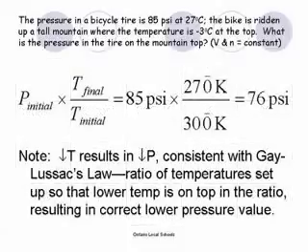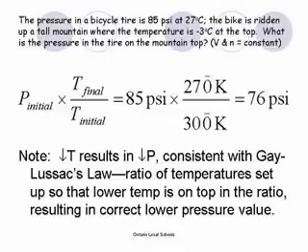So here's our mathematical setup. We take our pressure and multiply it by the ratio of the temperatures set up so that we show the effect of a decreasing pressure because temperature is decreasing. The lower temperature of 270 Kelvin is on top in the ratio. The higher temperature of 300 Kelvin is on the bottom. We multiply that ratio by 85 pounds per square inch, and it gives us 76 pounds per square inch.